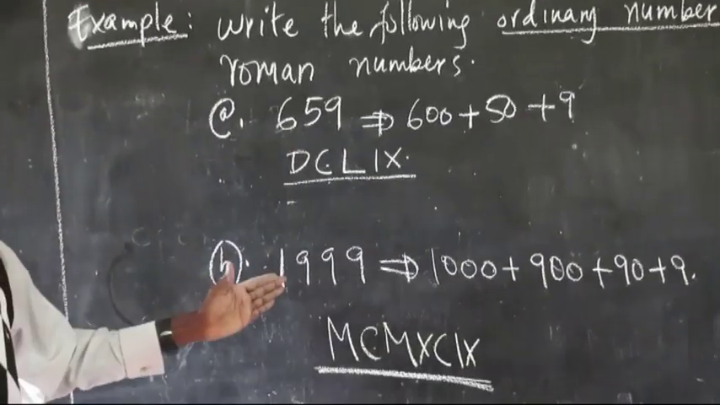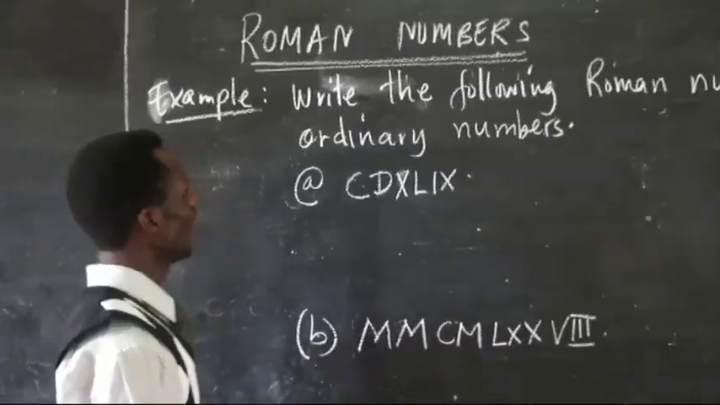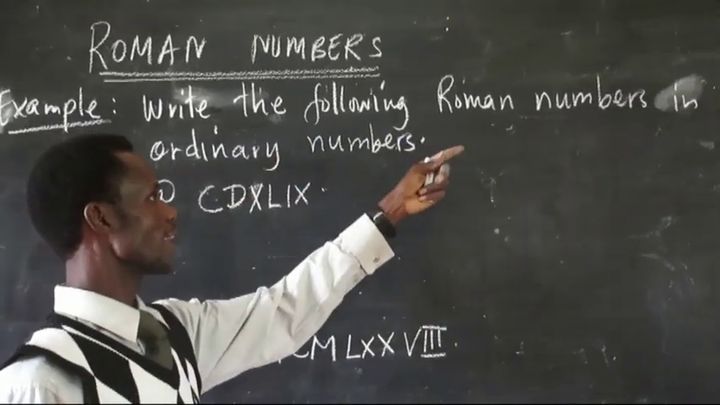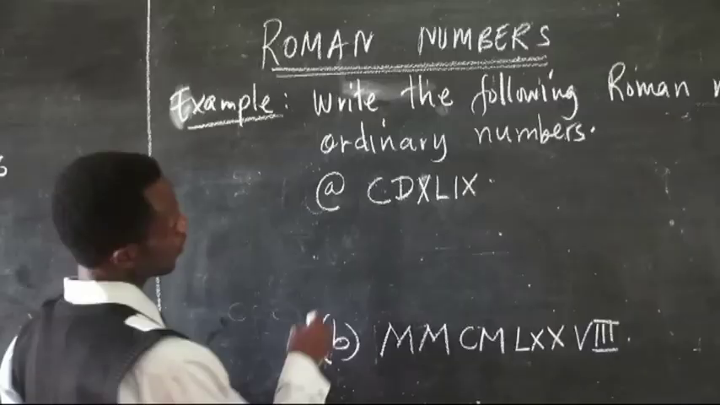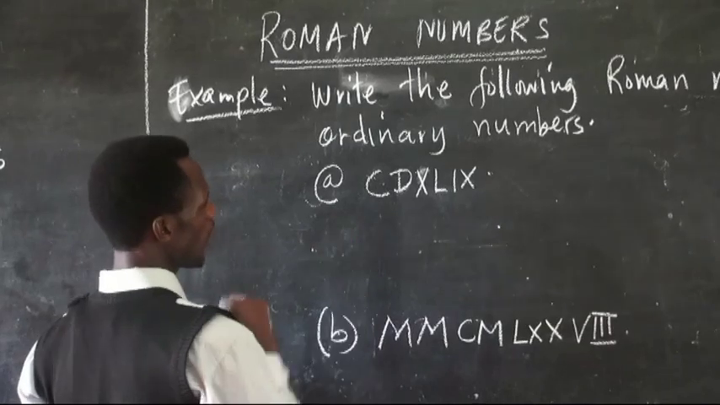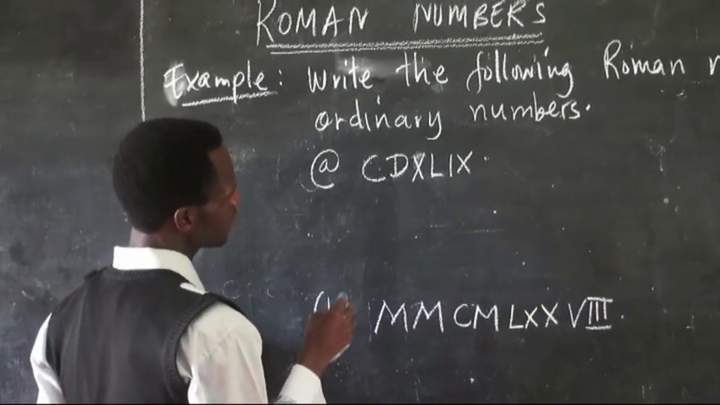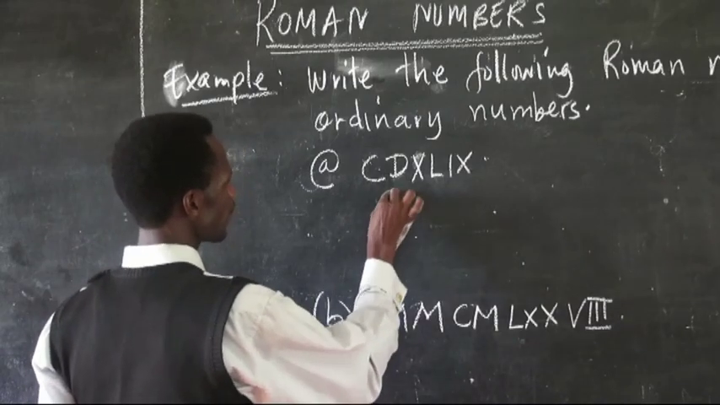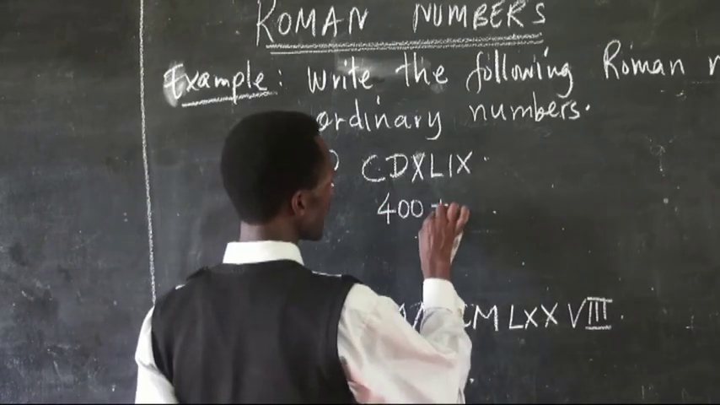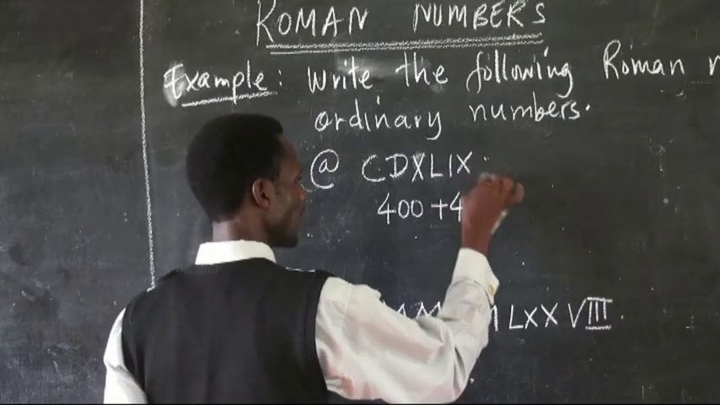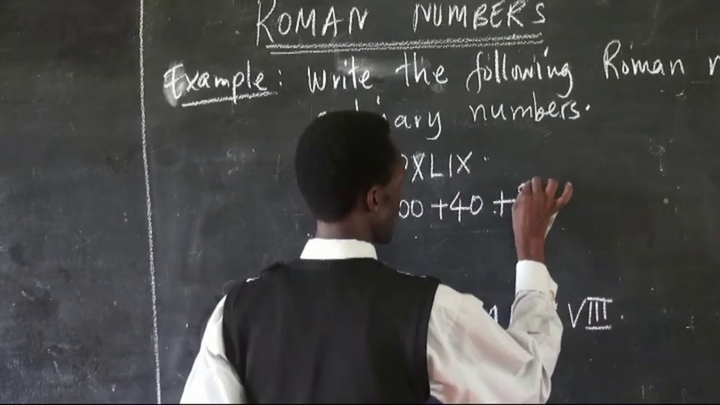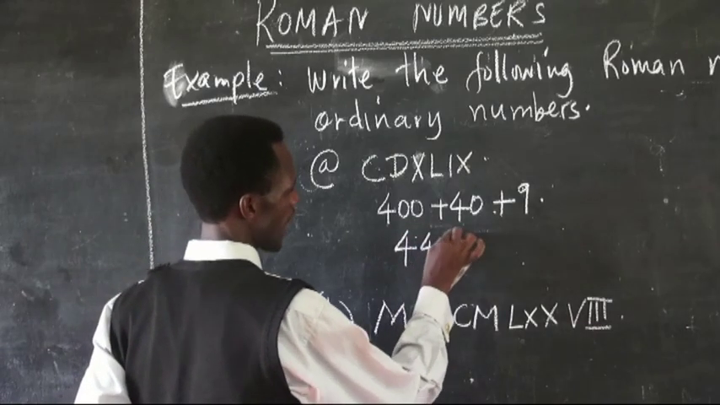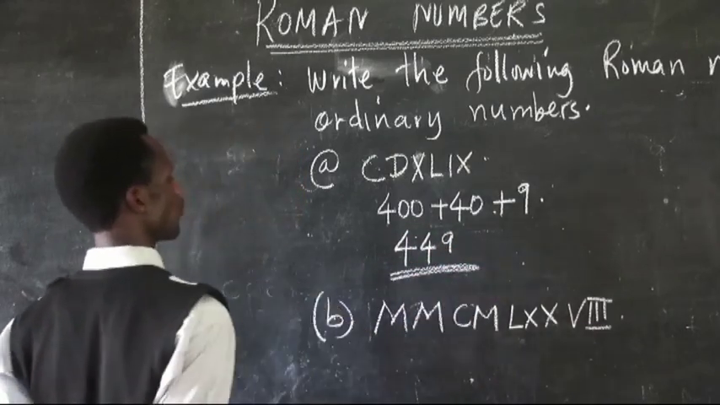Now let us see that example in the opposite way. The second example is to write the following Roman numerals as ordinary numbers. When you look here, you will find the number written in such a way that you can identify what is written. CD is 400 and XL is 40. IX is 9. Now collecting these, you have 449. So this is the ordinary number for this numeral.